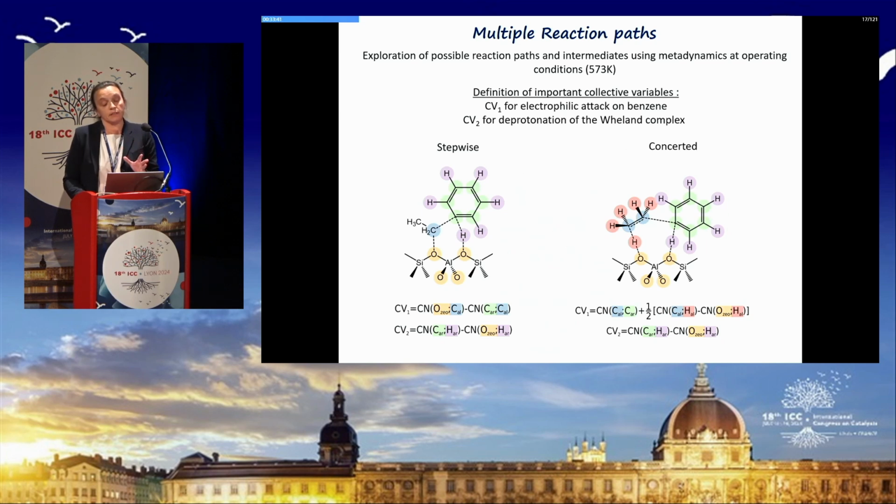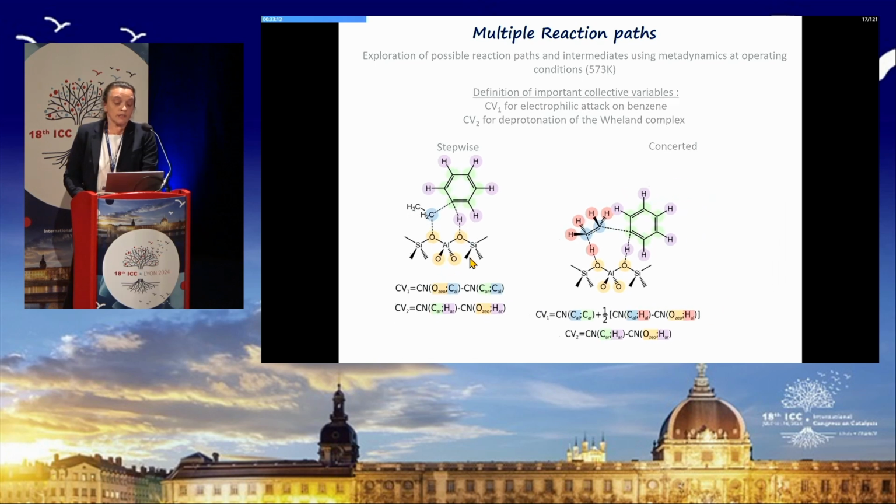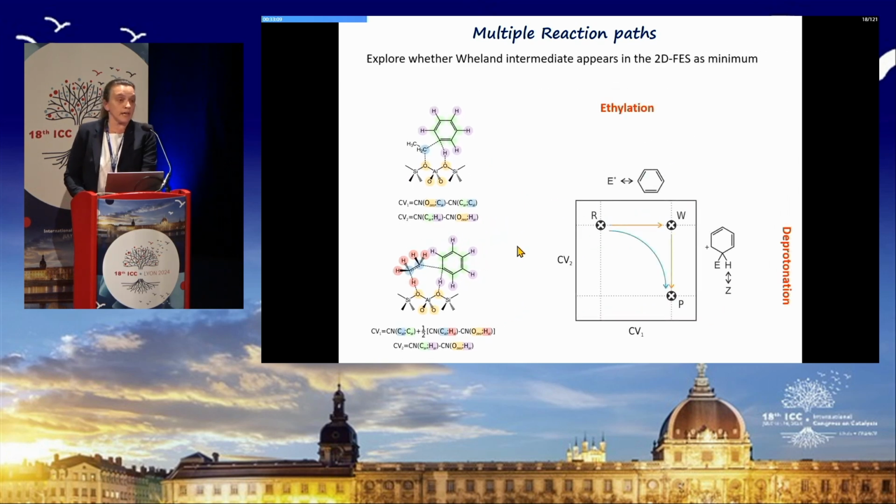Basically, if you do these dynamic simulations of certain reactions, we need to define what we call collective variables. These are important coordinates that steer the reaction. For example, for the ethylation, this is an important coordinate for the formation of the carbon-carbon bond, and also here to deprotonate the species, these orange-purple dots are also very important. Then we are going to explore the free energy surface in terms of these two important collective variables.